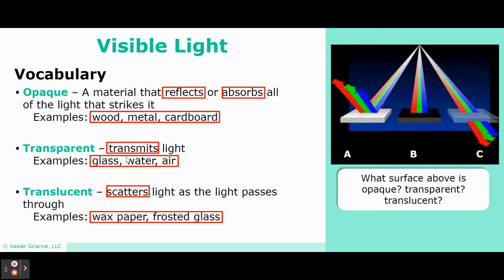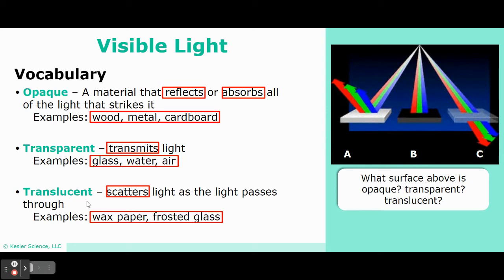Transparent. Transparent is when something transmits light. It allows light to go through it. So some examples are glass, clear water, and air. And that would be letter C over here.